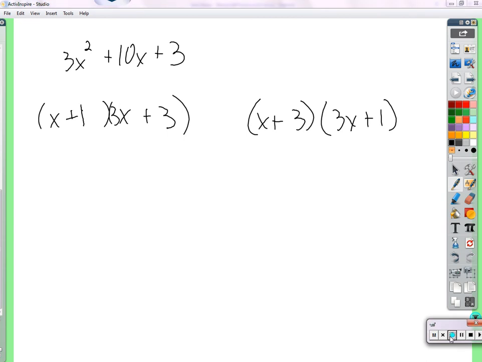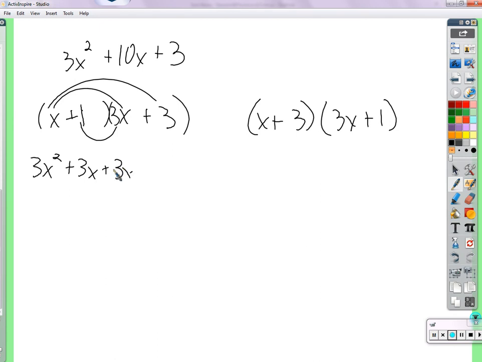So we determine if it is different. We come out with two different things. In this arrangement, we come out with x times 3x is 3x squared. x times 3 is 3x. 1 times 3x is 3x. And 1 times 3 is 3. So we get 3x squared plus 6x plus 3. Not what we were looking for. Close. That's 6x instead of 10x.